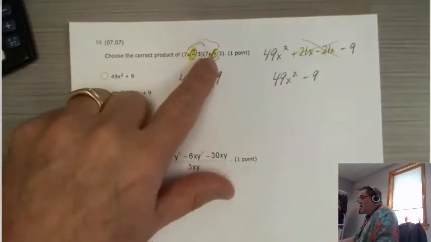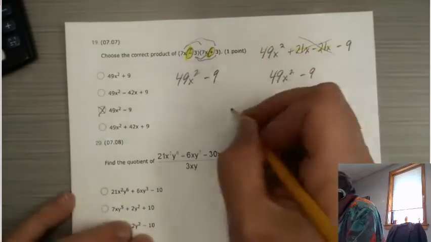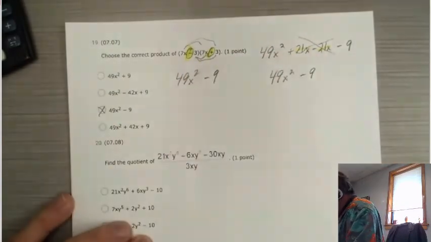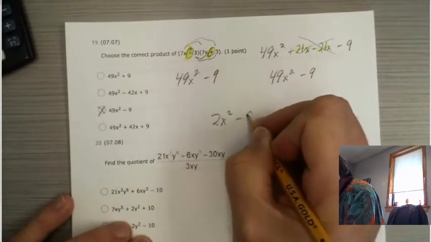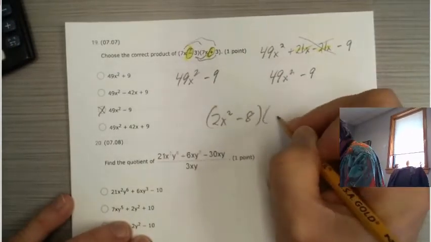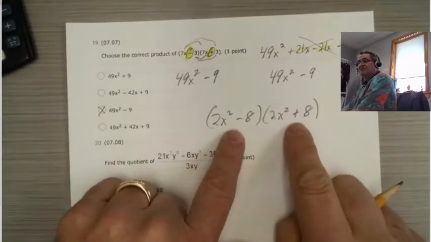Then we know there's no middle term. That will be true every time if you have a binomial like this. If we had 2x squared minus 8 times 2x squared plus 8, the only difference is the plus and the minus.